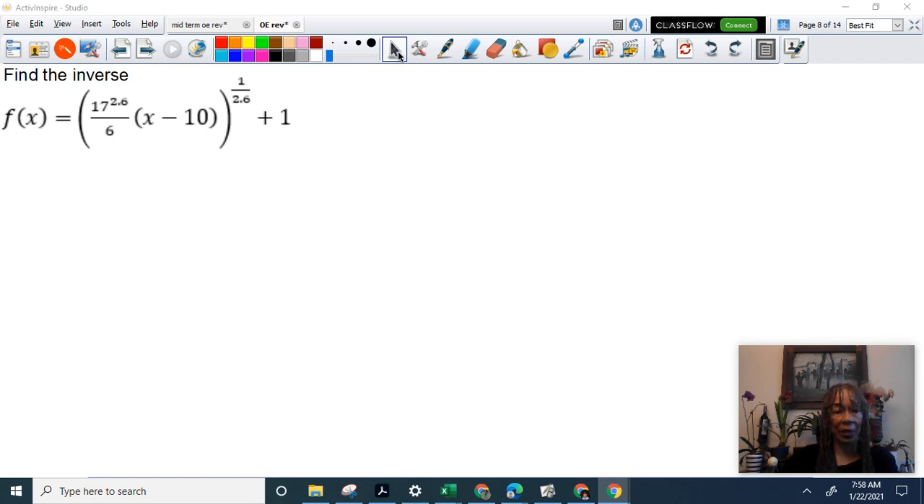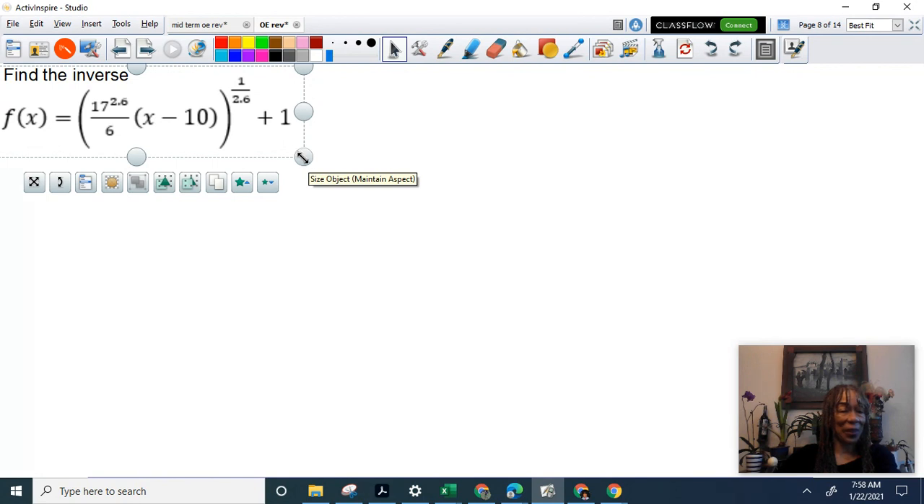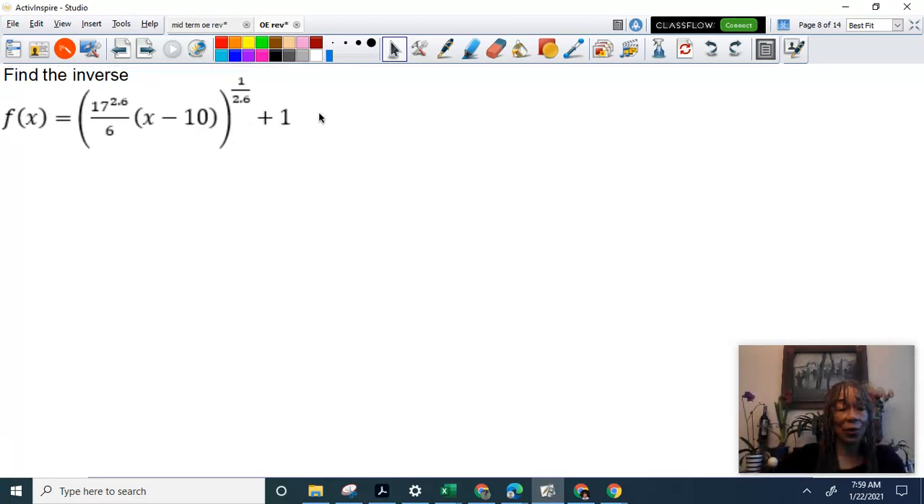Okay, this one may be ugly. It's the same thing as the last one. It's just find the inverse of an even more complicated function. So if you can do this, you can do pretty much anything you need to do with this.